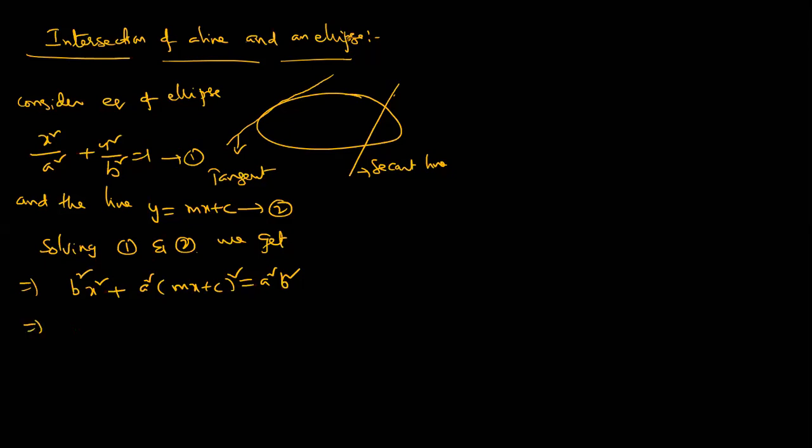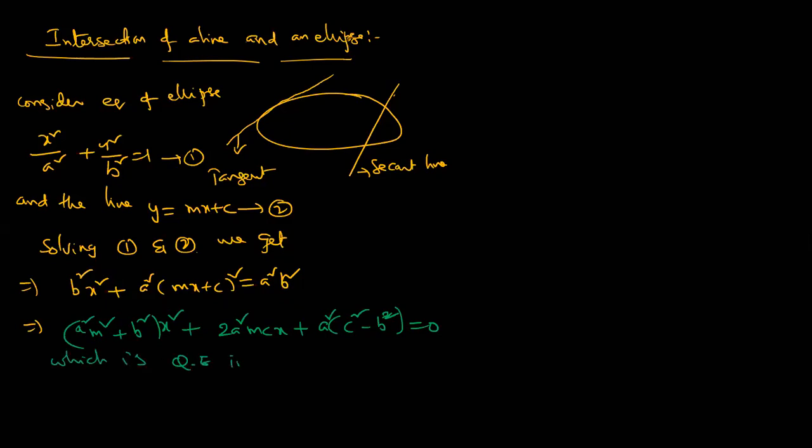So a square m square. Next, plus b square is there. Directly I'm writing. So any term is the constant term. See, 2a square mc x is there, plus a square is the common factor. Transpose this one, means c square minus b square is equal to 0. So which is a quadratic equation in terms of x.